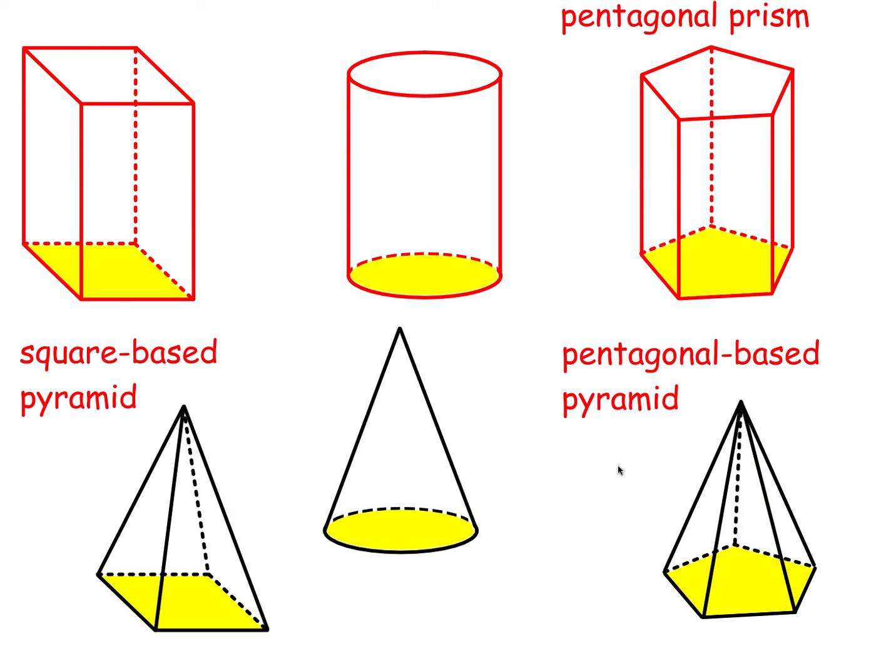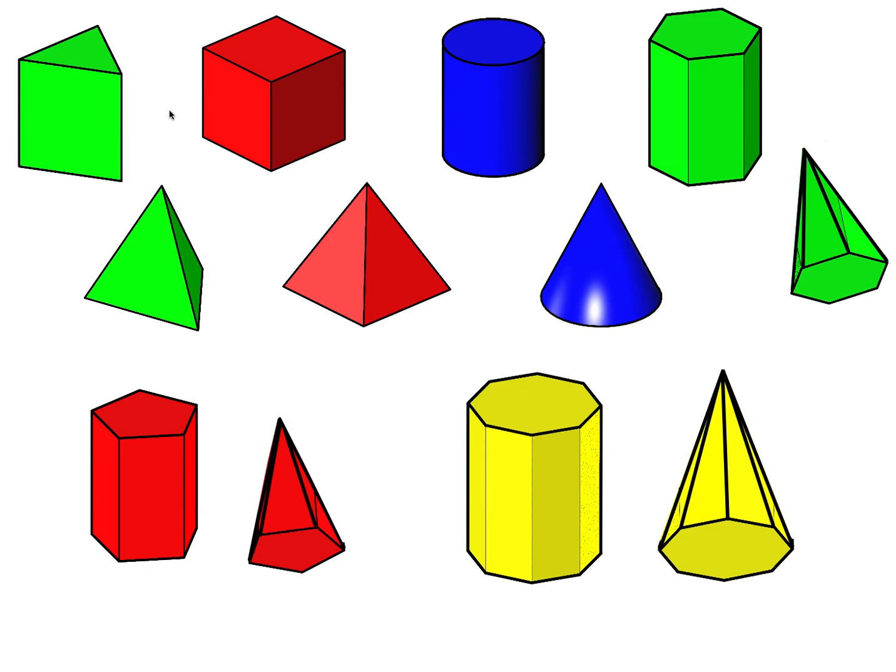So, knowing V equals AH for a prism, it's V equals 1/3 AH for a pyramid. So, every prism here has a corresponding pyramid, same base, same height, but 1/3 the volume. So, there's a prism V equals AH, this pyramid is V equals 1/3 AH.